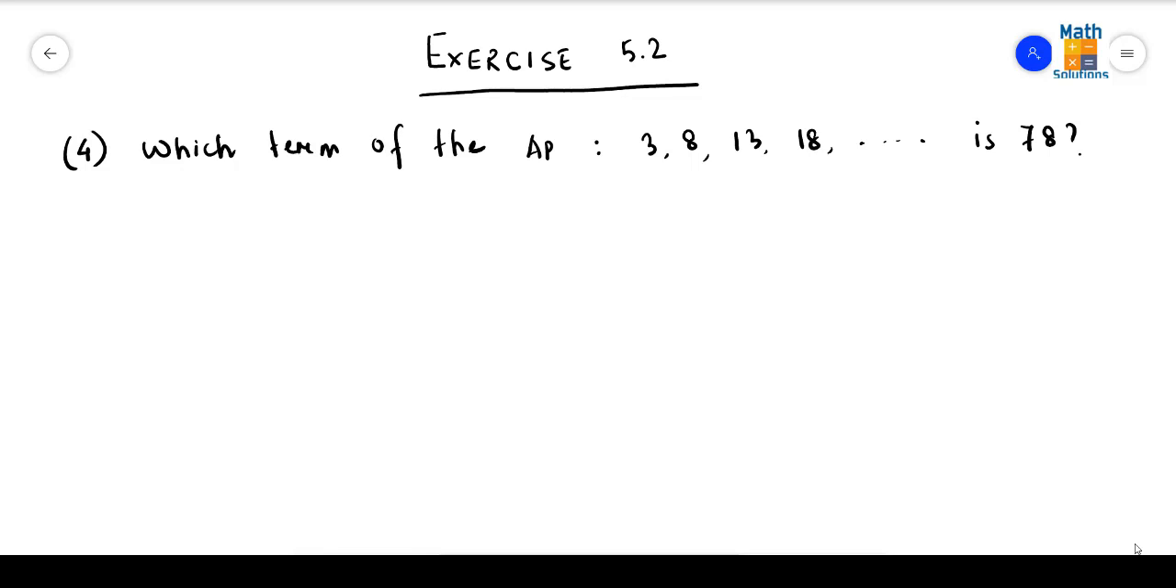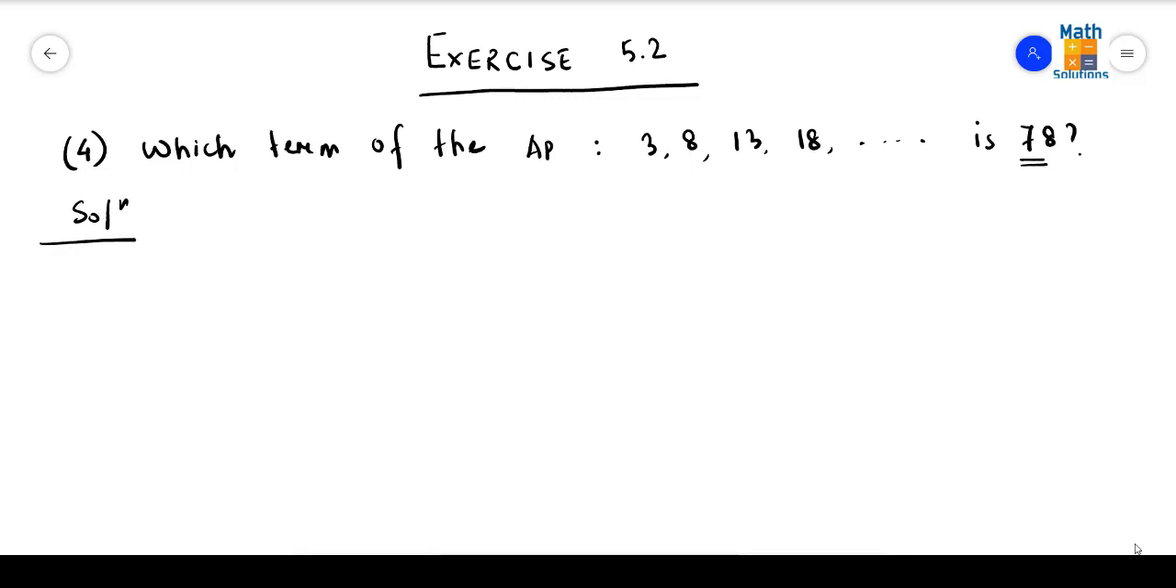Hello everyone, through this video we are going to discuss from question number 4 onwards in exercise 5.2. Question number 4 is, which term of the AP 3, 8, 13, 18 and so on is 78? The position of this term 78 is not clear to us, so we are going to assume this as the nth term. And from the AP we can evaluate the first term and the common difference.